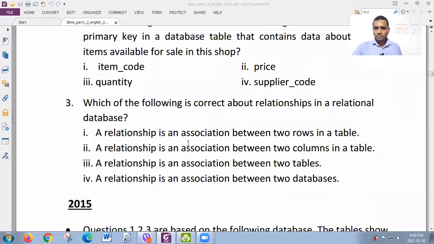Last question. Which of the following is correct about relationships in relational databases? Many times we face such questions. Correct about relationships, so what's the answer? Rogida, what's the answer?